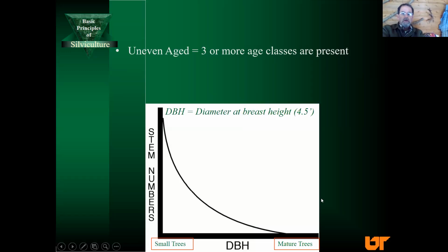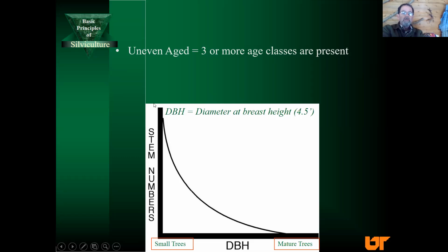So you see our graph, and you see on the x-axis the acronym DBH, which stands for diameter at breast height. Foresters measure trees at 4.5 feet above the ground, called DBH, or diameter at breast height. And you notice the continuum here. We have small diameter trees and large diameter trees. In other words, they're mature. So small to large. Now on the y-axis, we have the number of trees or the number of stems.